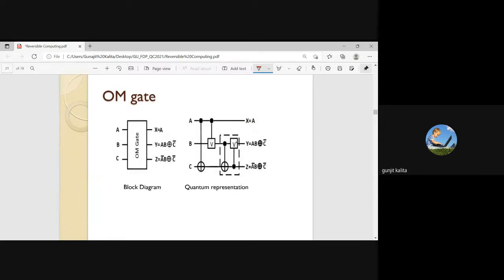Next is one block diagram of this case. So if you see the function, it will be like this. And if we convert this to quantum representation, it will be like this. Now you see here, what will happen? Say, here this is a Feynman or CNOT gate, and this is one control V gate. It is practically a V plus gate, you see, it's a control V gate.